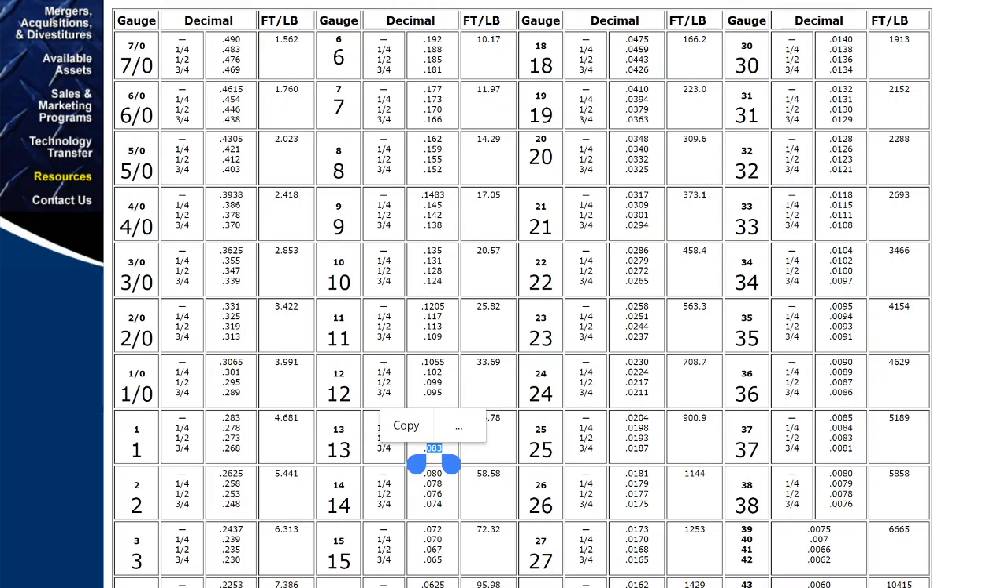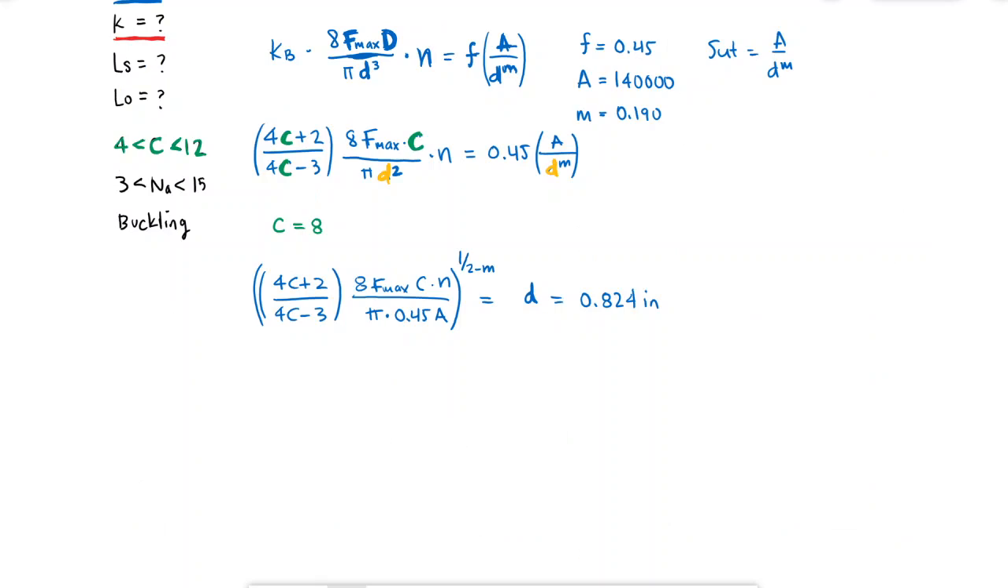The bottom one, 0.80, wouldn't work. Okay, so the 13 and 3/4 gauge would work, and the real diameter would be 0.083. So I write that down. So my 13 and 3/4 gauge would be 0.083, and I'm missing something.